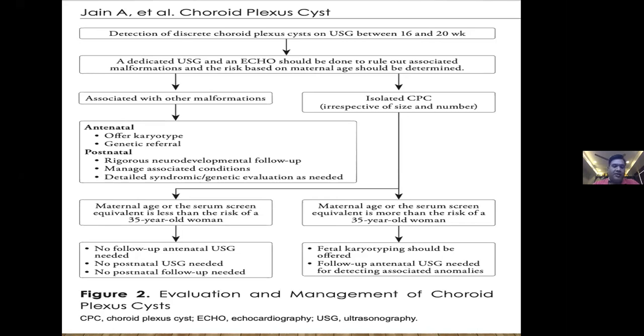However, if the risk is so low that it is almost equal to the risk of a mother who is less than 35 years, then this does not require any follow-up USG, nor any postnatal USG, and the baby can just be followed up as routine. So that's how you manage the antenatally detected choroid plexus cyst.